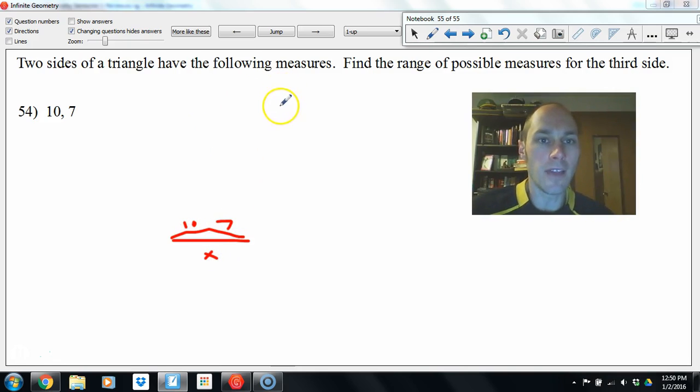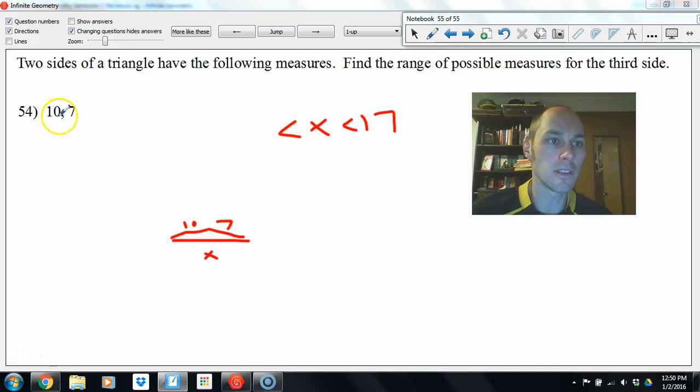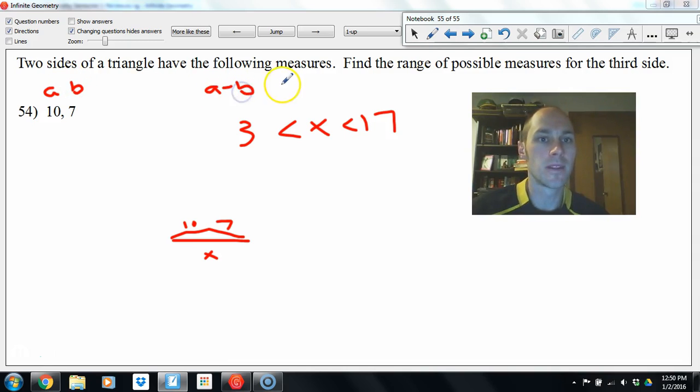So if we add the 2 sides up, that gives us one end of the spectrum. So it has to be less than 17, the 2 sides added together. But it also needs to be greater than that 3rd. If I subtract the 2 sides. So let's call this A and B. So the range for those sides has to be greater than the difference, but less than the sum of the 2 given sides.